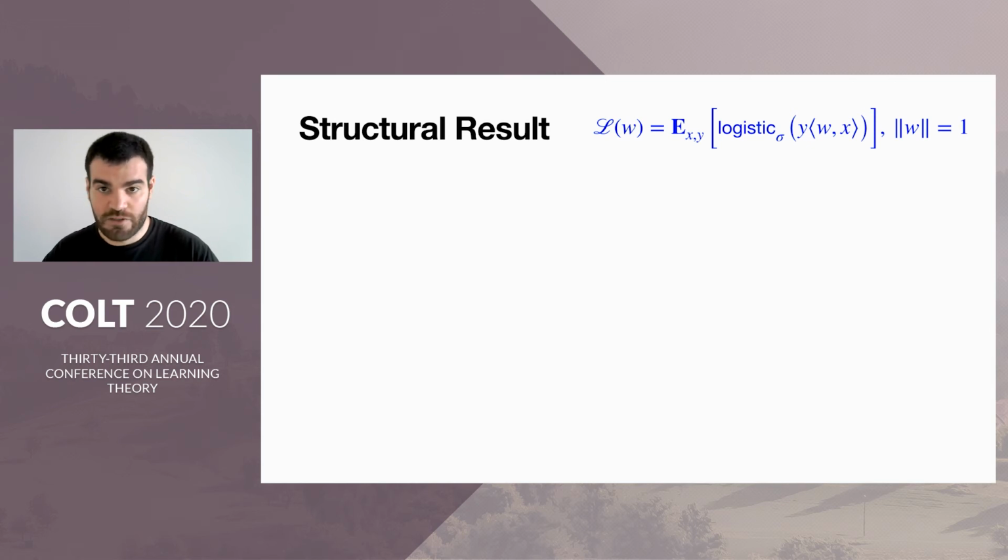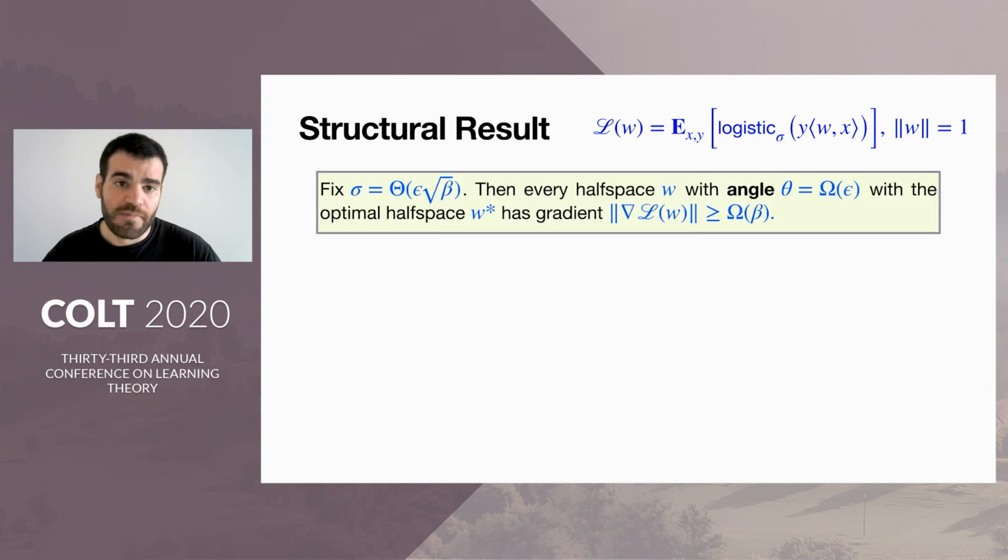It will give us just a stationary point. So here's the theorem. We say that there is some small enough parameter sigma such that every half space that has large angle, that is, angle larger than epsilon with the optimal half space W star, will also have large gradient. So this means that all the bad hypotheses, all half spaces that are far from the optimal, will also have large gradients. So this rules them out from being stationary points of this objective.